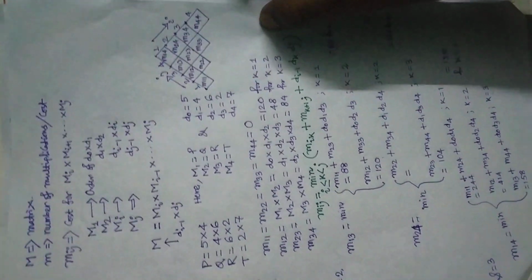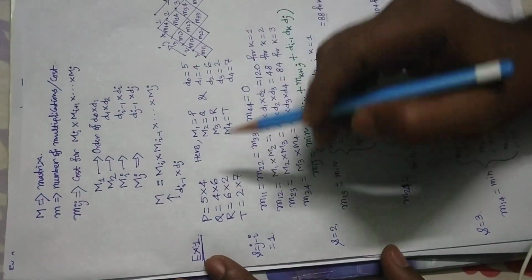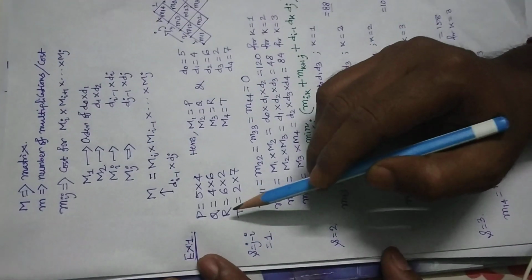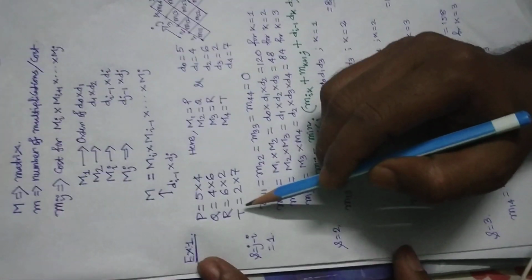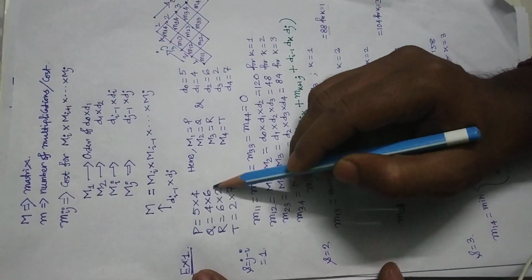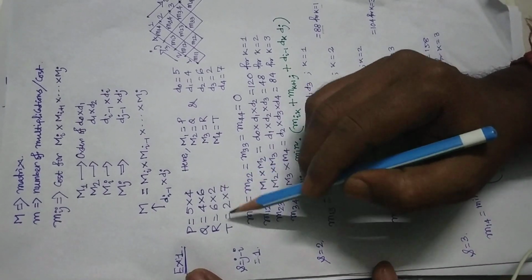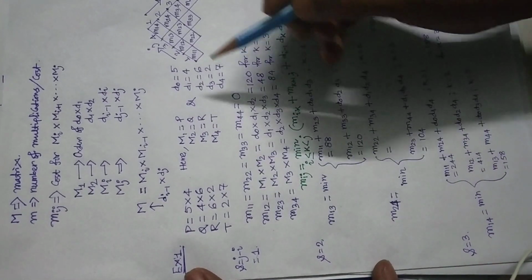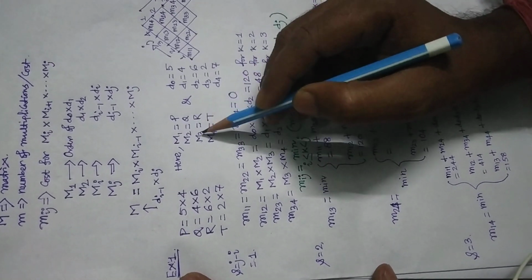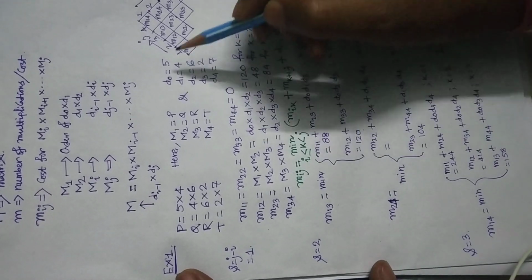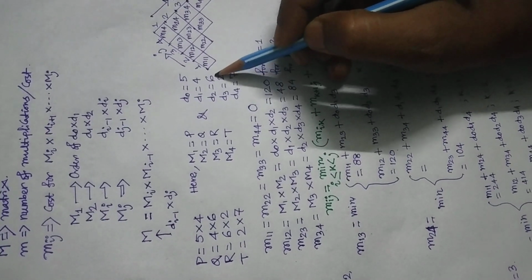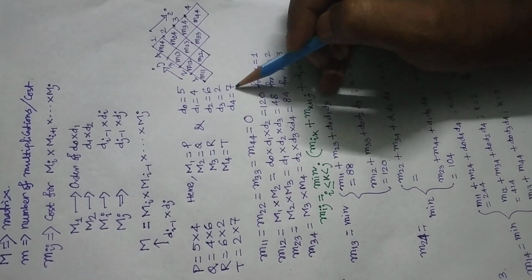Now in your PDF study material, we are given an example where P, Q, R, T are four matrices, and you have to multiply them with the minimum number of multiplications. Here P is a matrix of order 5 by 4, Q is 4 by 6, R is 6 by 2, and T is 2 by 7. Now here I am writing M1 is P, M2 is Q, M3 is R, M4 is T. So D0 is 5, D1 is 4, D2 is 6, D3 is 2, and D4 is 7.